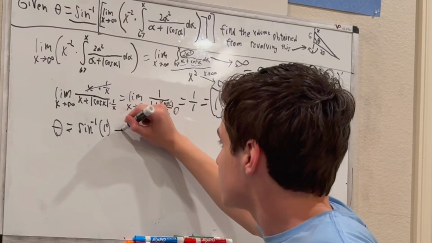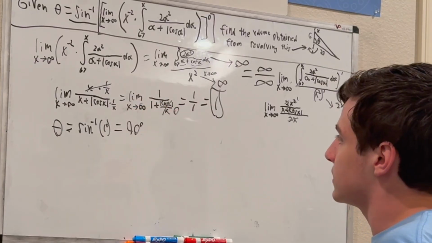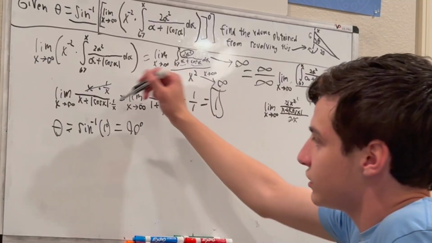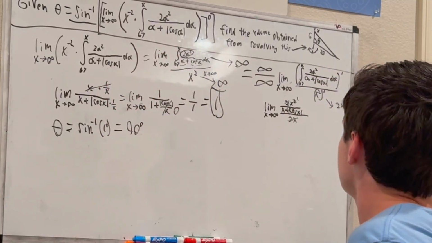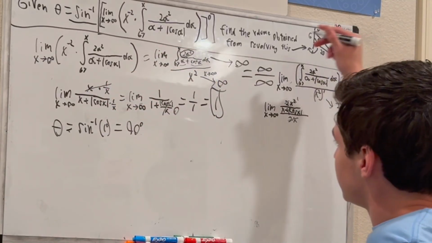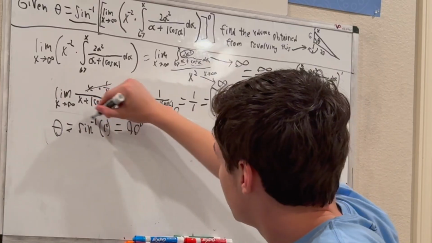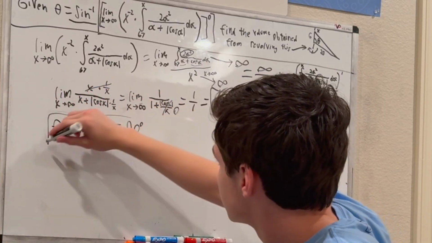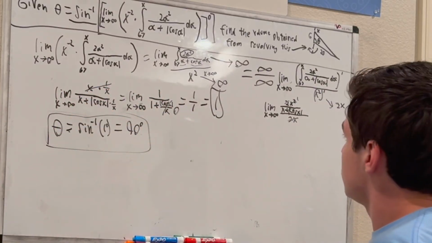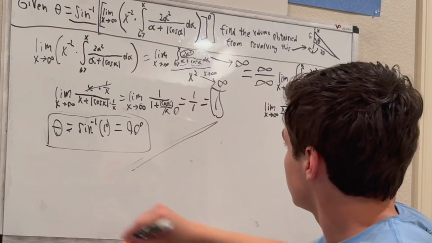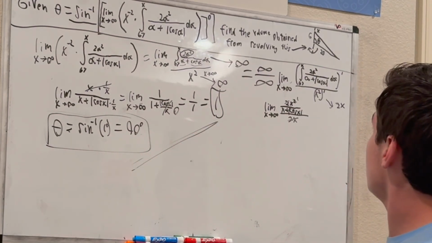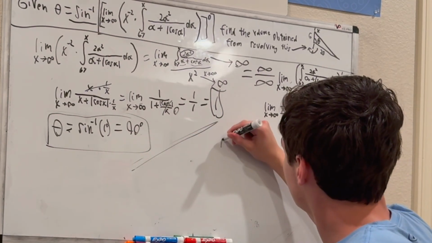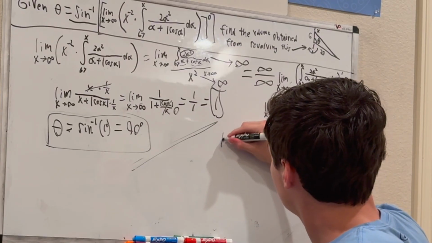Anyway, everyone knows this is 90 degrees because if you think about it, the sine of 90 is 1, so you take the inverse, you get 90. So now we know that theta is equal to 90 degrees. So let's go ahead and box this because it's an important result. So now we can kind of just draw a little barrier here. Now we have this diagram from the very beginning.